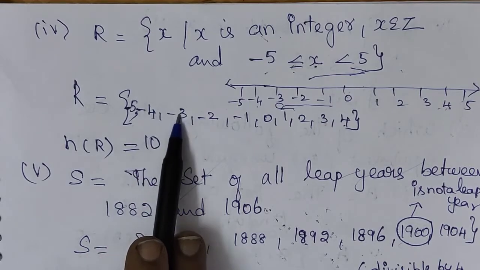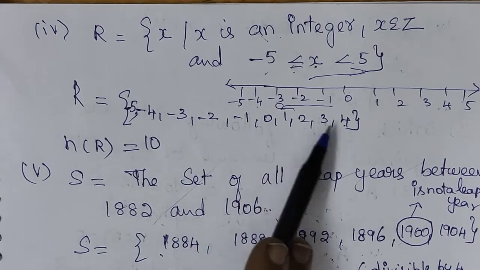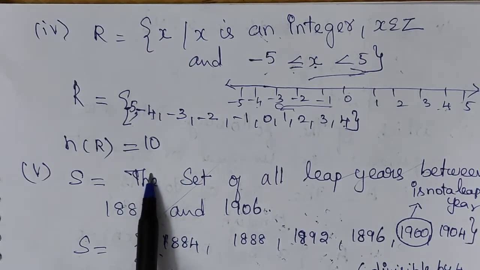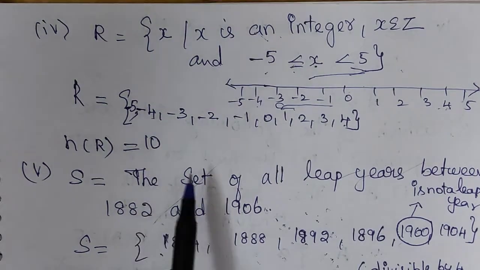Why? Because the equal to sign is there. Minus 5, minus 4, minus 3, minus 2, minus 1, 0, 1, 2, 3, 4. So how many elements? 10. So n of R is 10.